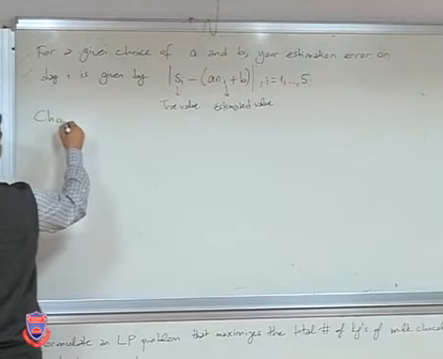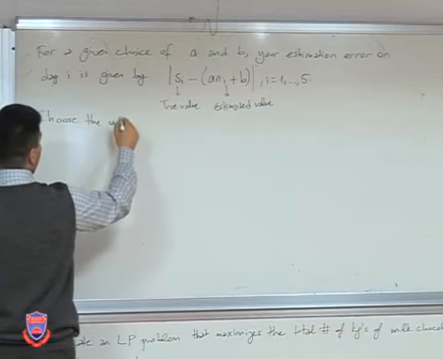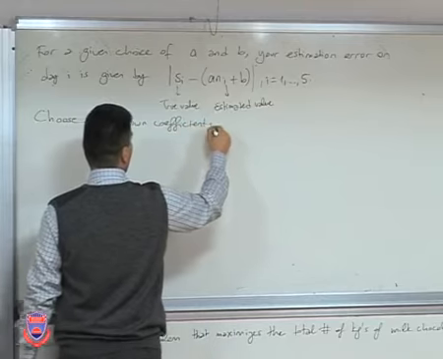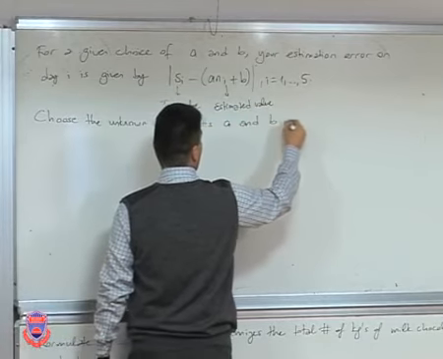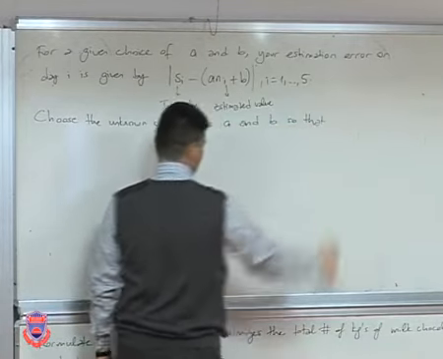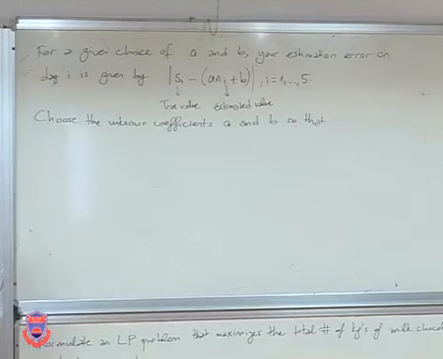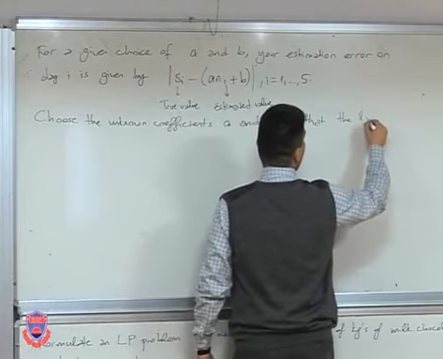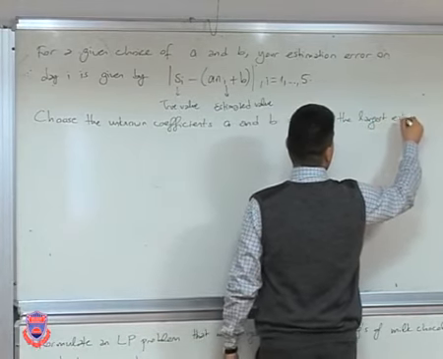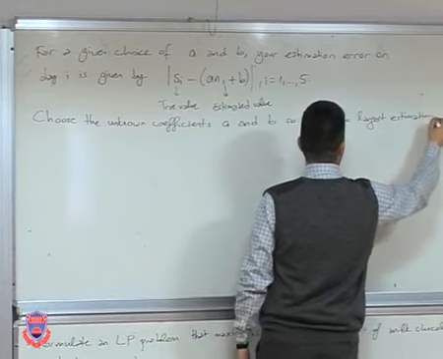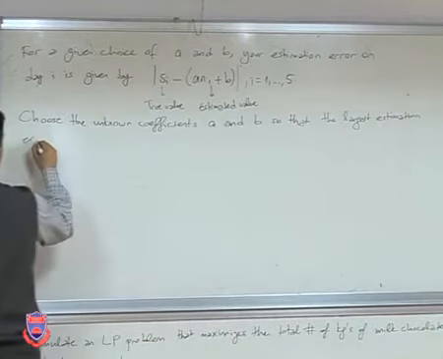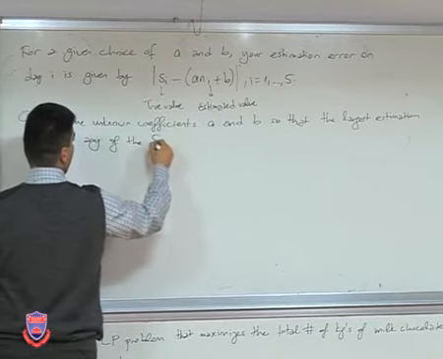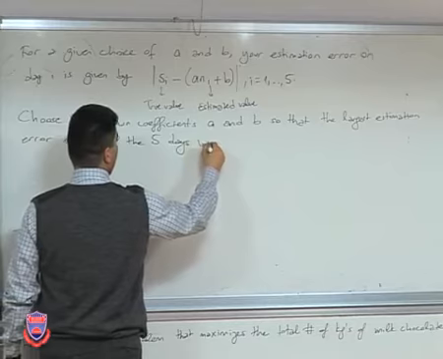So our goal is the following. Choose the unknown coefficients A and B so that the largest estimation error on any of the 5 days will be as small as possible.